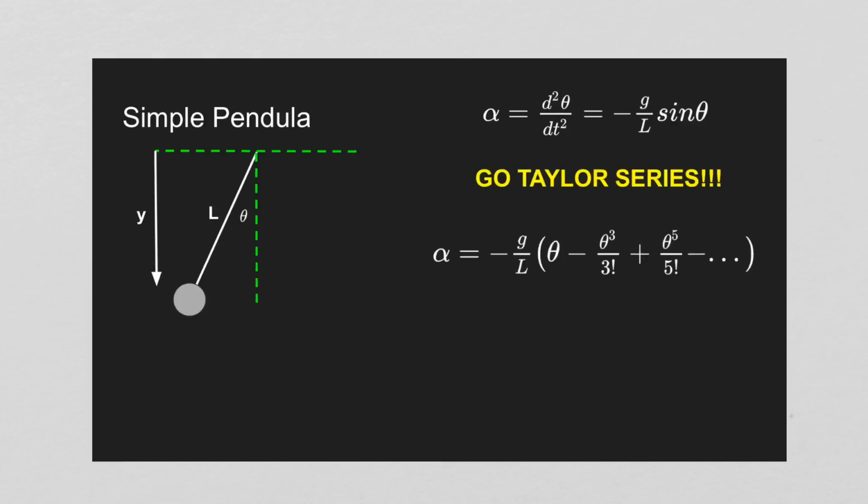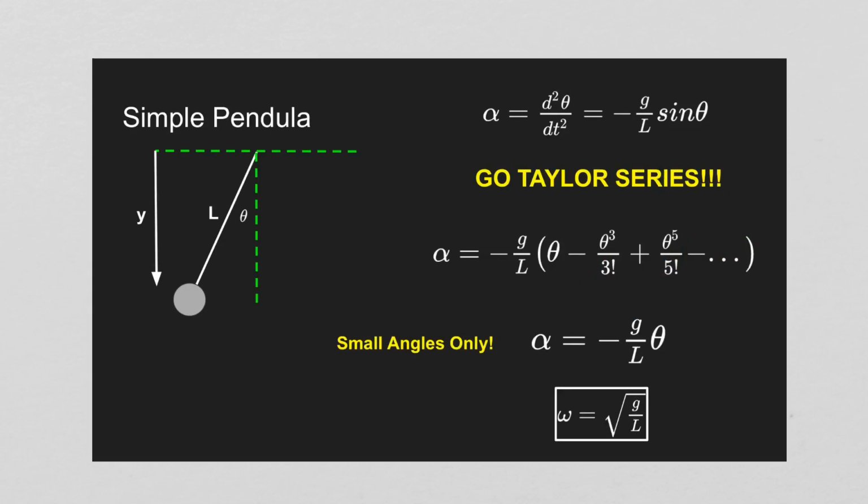Well, we can use a Taylor series. If we say small oscillations, you can get rid of all these other terms. So that's what we're going to do. For small angles, this just becomes minus g over L theta, which, if this is theta and this is d theta squared, looks exactly like a spring, where your angular frequency is given by the square root of g over L, just like before. And that's a pretty good result.